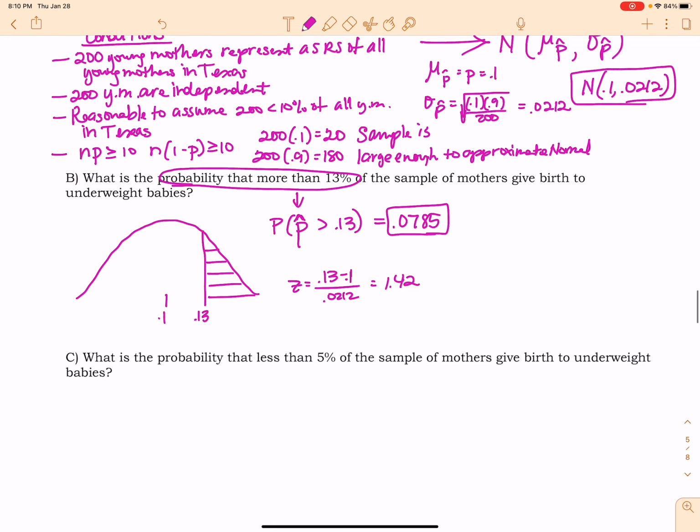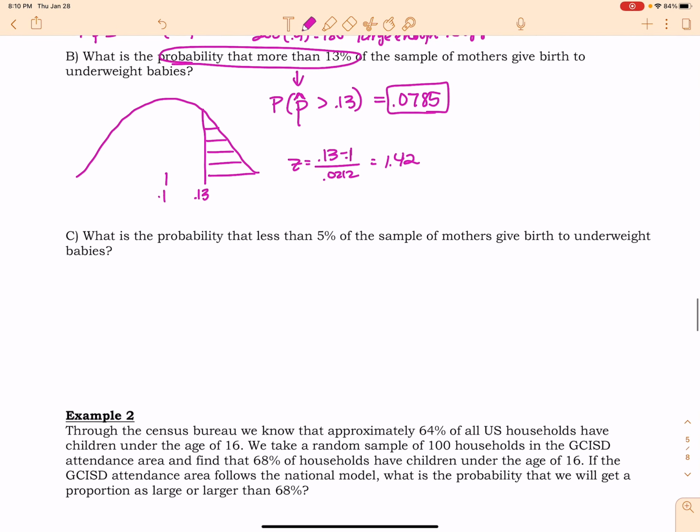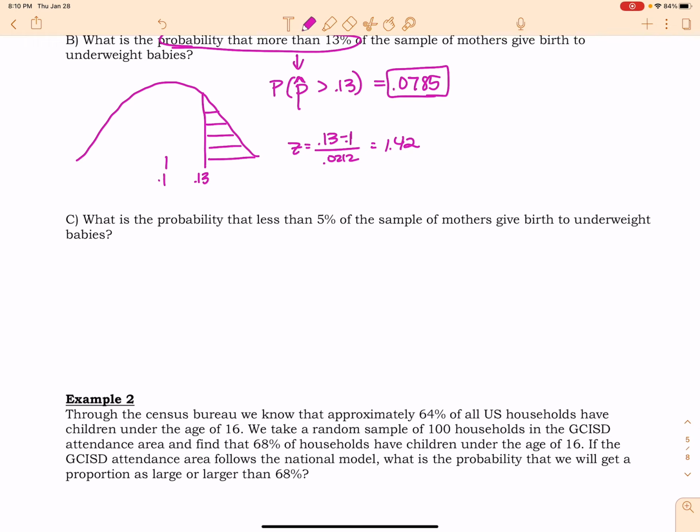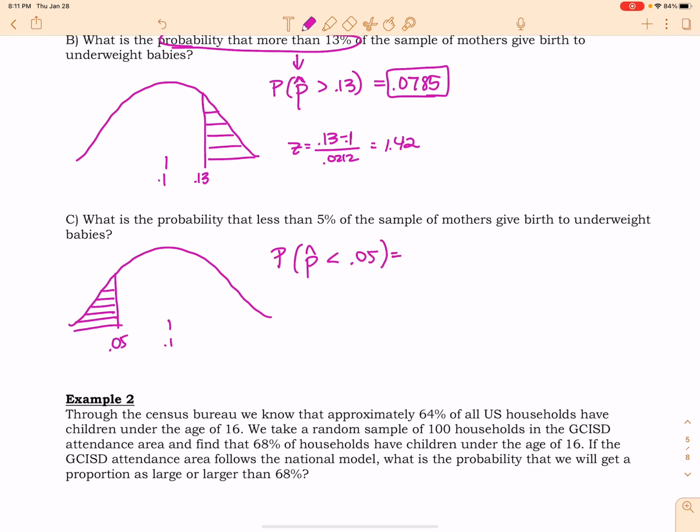There you go. Okay, so part C, what is the probability that less than 5% of the sample of mothers give birth to underweight babies? So again, I'm just going to draw my graph here. 5%, of course, is below 10%, and this is less than. So the probability that p hat is less than 0.05. And again, I can use Statplet, my calculator, whatever. So the probability that less than 5% of the sample will give birth to underweight babies is actually less than 1%. It's just 0.92%.